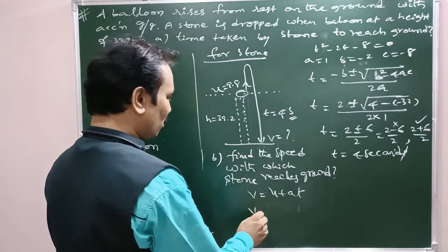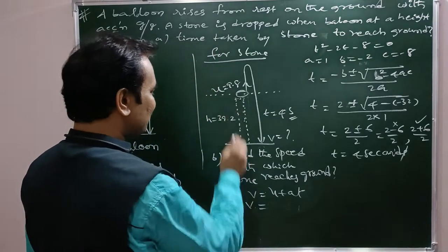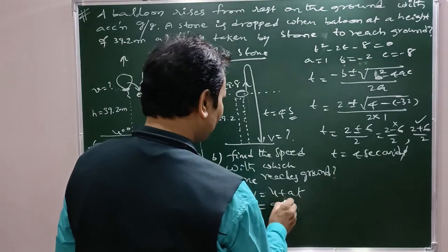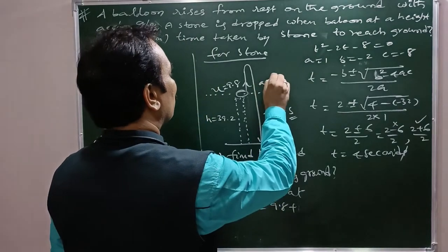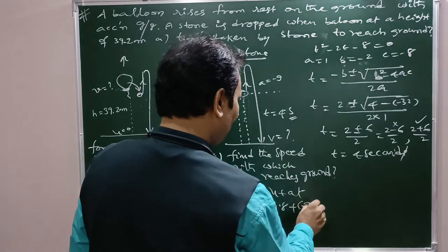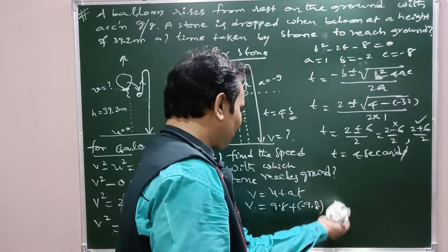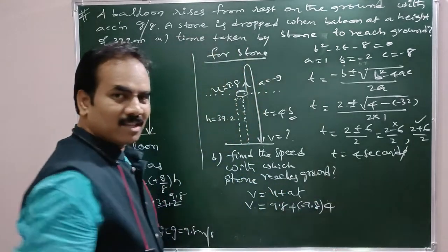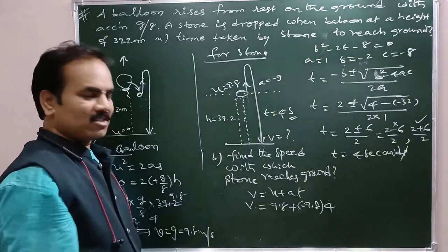v is unknown, equal to u, that is plus 9.8, plus a, and a means minus g, that is minus 9.8 into t. t means 4 seconds. So the time taken by the stone to reach the ground is 4 seconds.